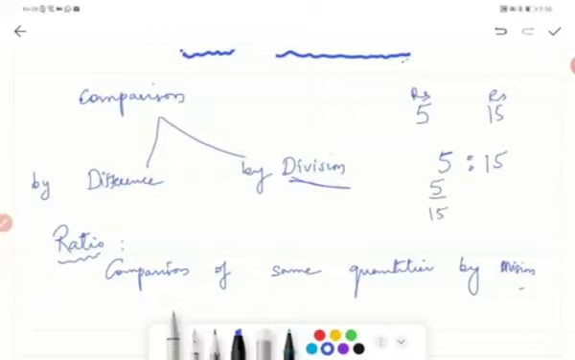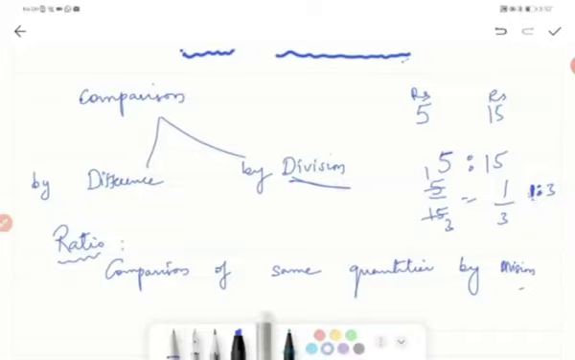So the ratio of my money compared to yours: 5 1s are 5, 5 3s are 15. This is 1 by 3, or 1:3. You represent ratio as 'is to'. So I will say the money which I have is 1 by 3 times less than your money.